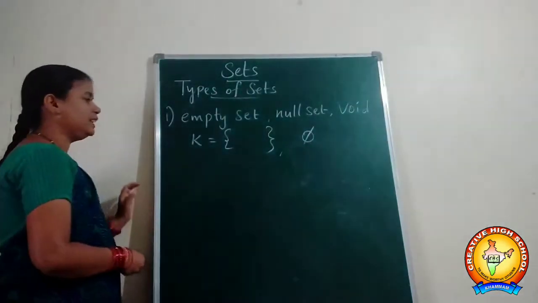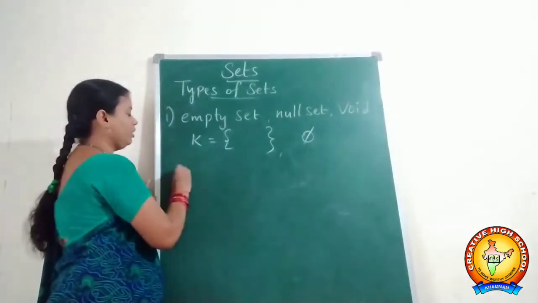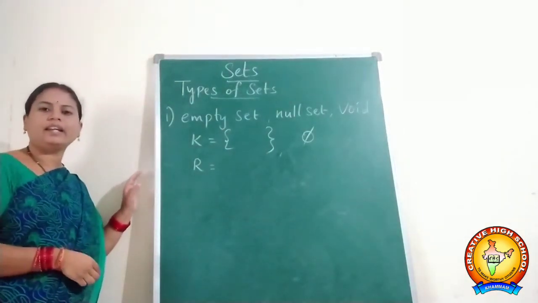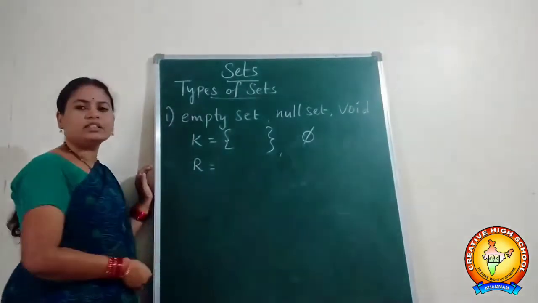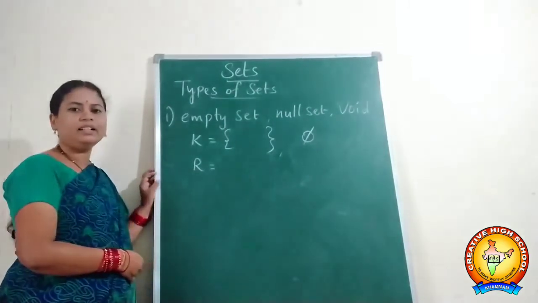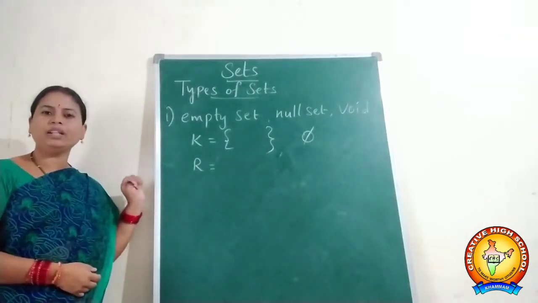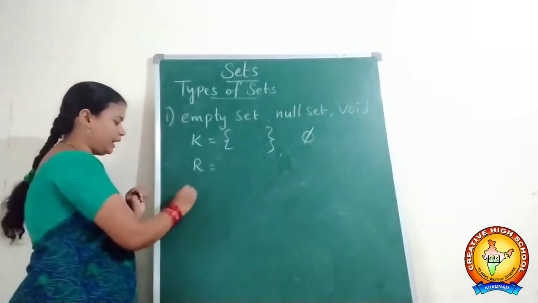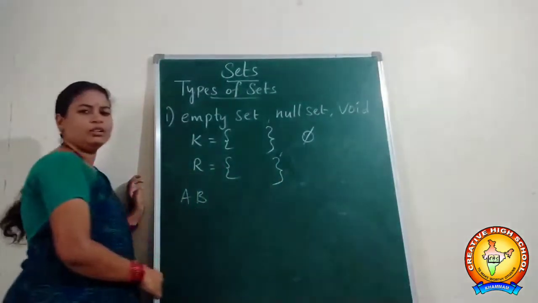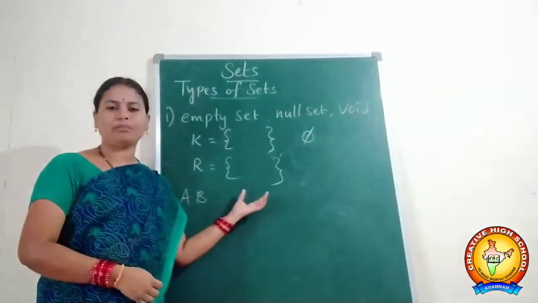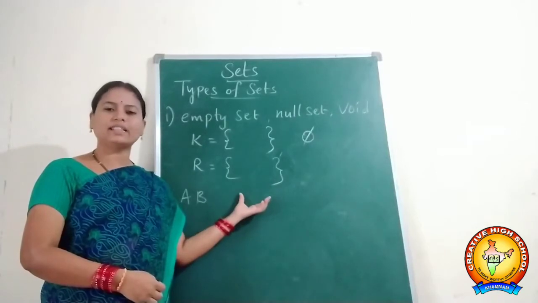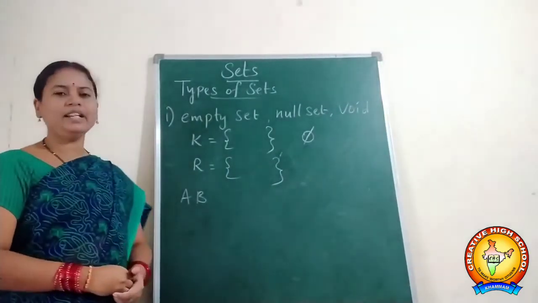Next, let us see one more example. R is the set of English letters which lie between A and B. If you write the English alphabets in order, is there any English letter between A and B? No. There is no letter between A and B. So can any element satisfy our statement? No. So here no element is coming. So this is an empty set, because no elements are present in this set. This type of set is called the empty set.